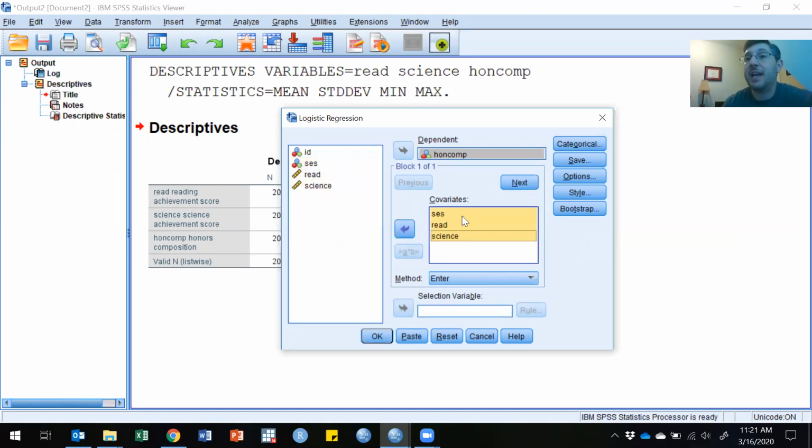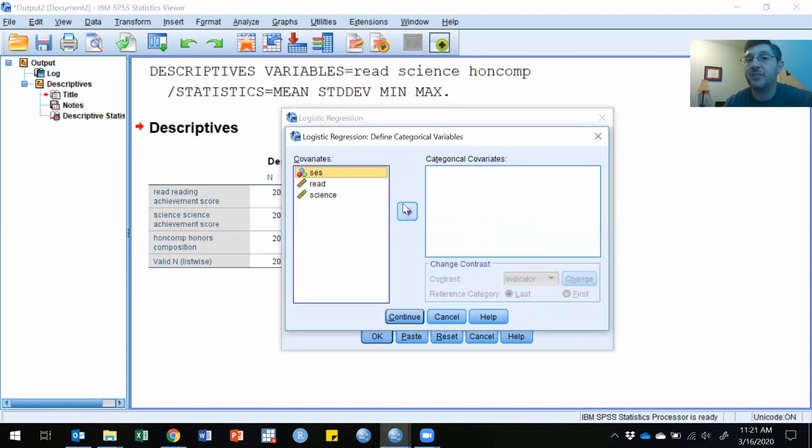Since we have a categorical variable, we'll tell SPSS that SES here is categorical. And then we indicate how we want to treat the categorical variable. Indicator means that we want it dummy coded, and we could choose either the last or the first category to be our reference category. I believe in the example, I picked the last category, so the high SES group, which we're going to compare the other two groups to. If we change this to first or last, you'd hit change and then continue.